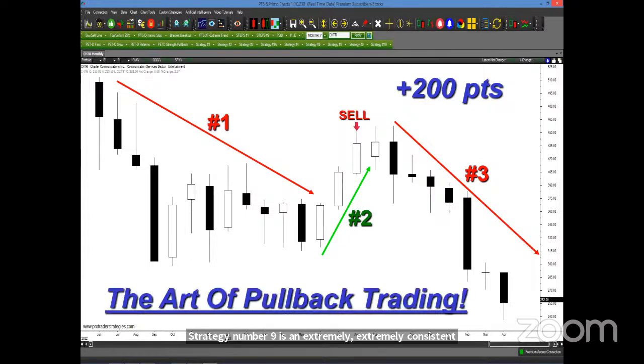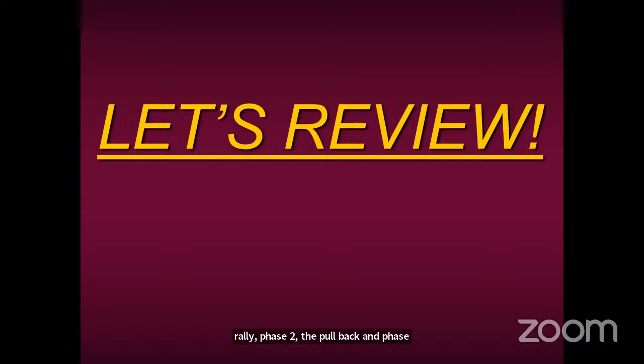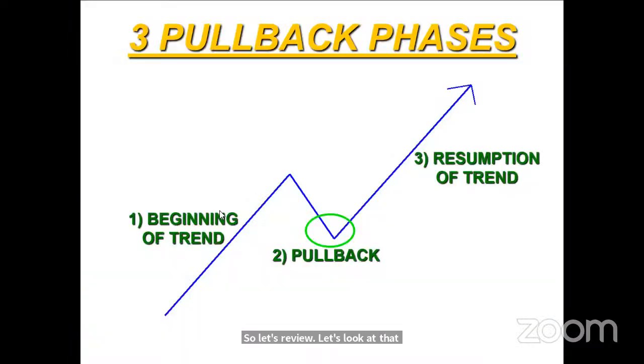So this is the art of pullback trading. Figuring out these 3 phases. Phase 1, the initial rally. Phase 2, the pullback. And phase 3, the resumption of rally. So let's review. Let's look at that generic chart again. Remember, you want to always look for the beginning of a trend. Then you want to identify whether it's the beginning of a really new trend in a different direction, or if it's simply a pullback.